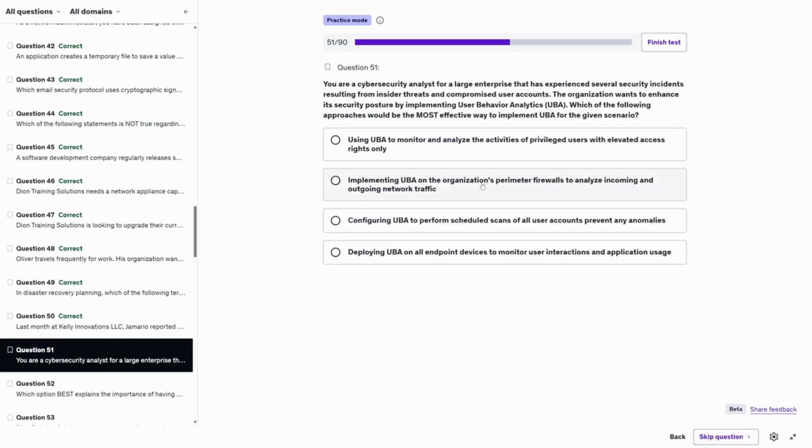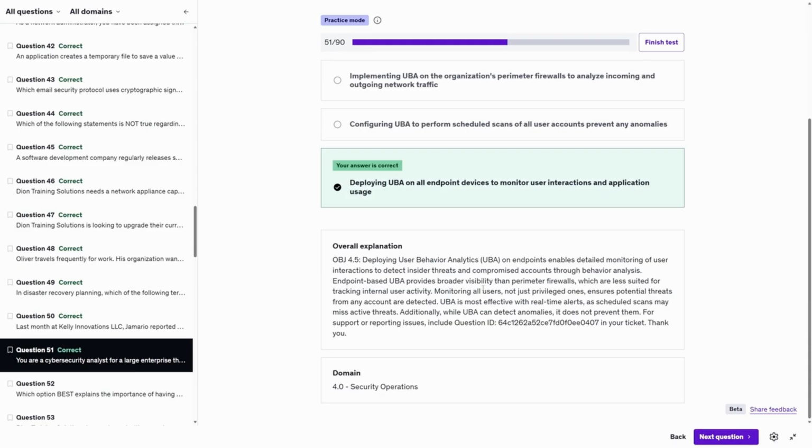Okay, question 51. You are a cybersecurity analyst for a large enterprise that has experienced several security incidents resulting from insider threats and compromised user accounts. The organization wants to enhance its security posture by implementing user behavior analytics, otherwise known as UBA. Which of the following approaches would be the most effective way to implement UBA for the given scenario? Okay, and based on the answers here, I believe the correct answer is D, deploying UBA on all endpoint devices to monitor user interactions and application usage. Okay, and that was correct.